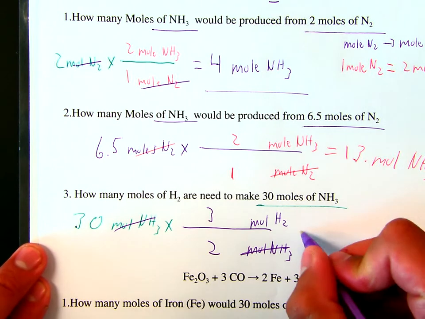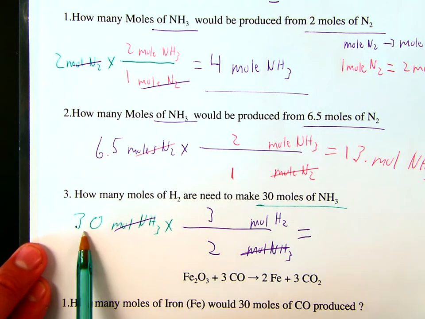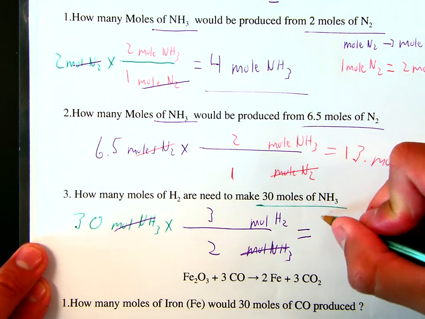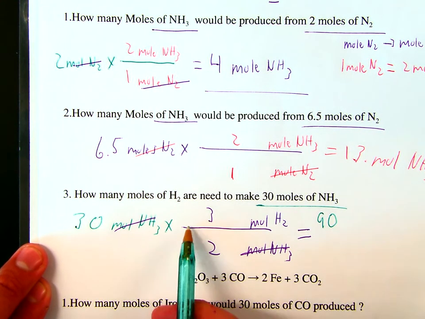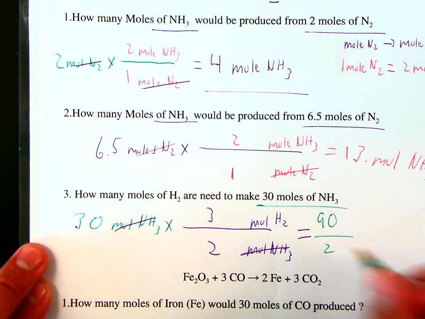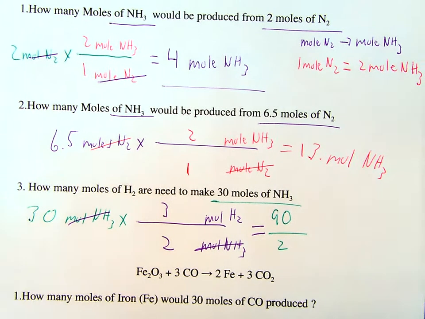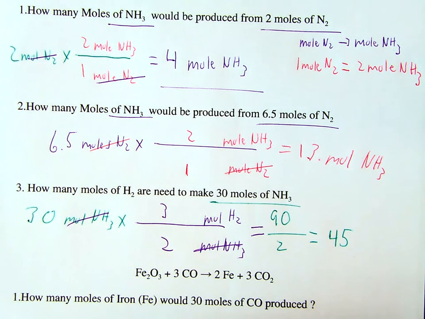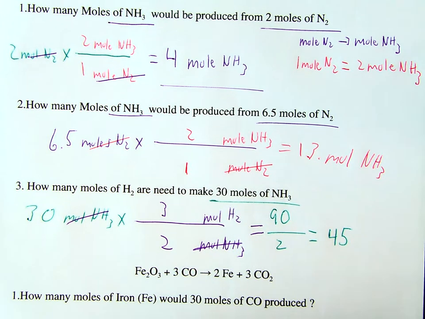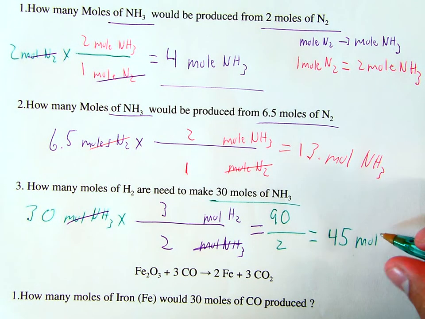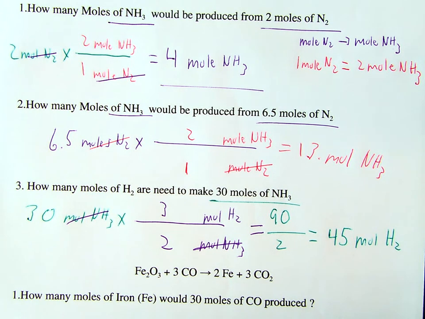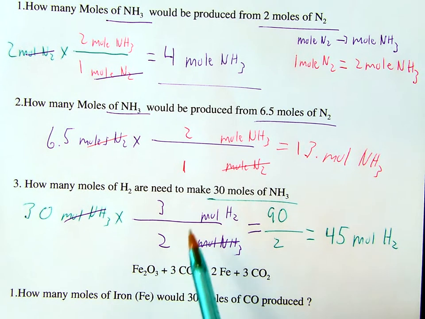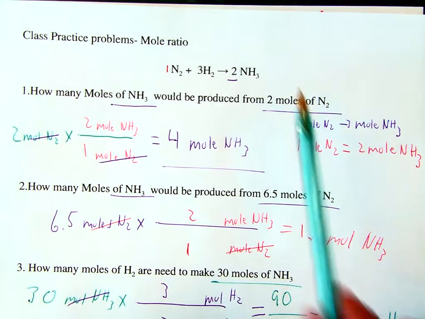So our answer is going to be 30 times 3, which is 90, divided by our bottom number, which is 2. So 90 divided by 2 gives us 45. Our units are the only thing that's left over, which are moles of H2. So that's really the main thing. Where the main confusion might come from is, where do I get these numbers from? We get these from our balanced chemical equation.